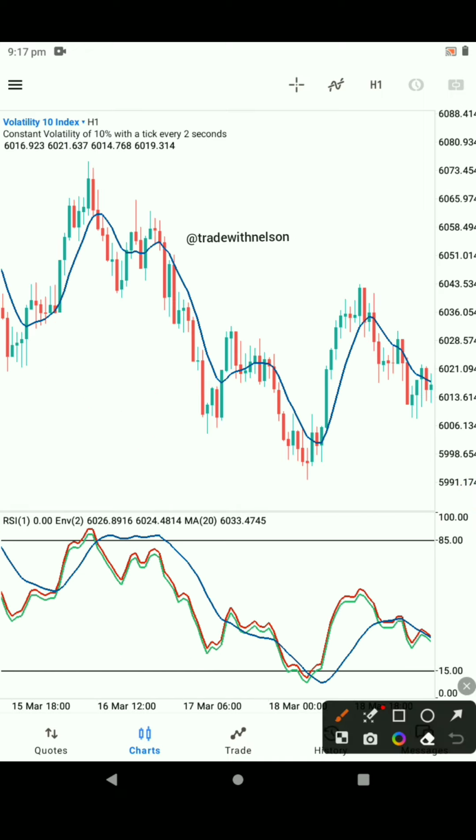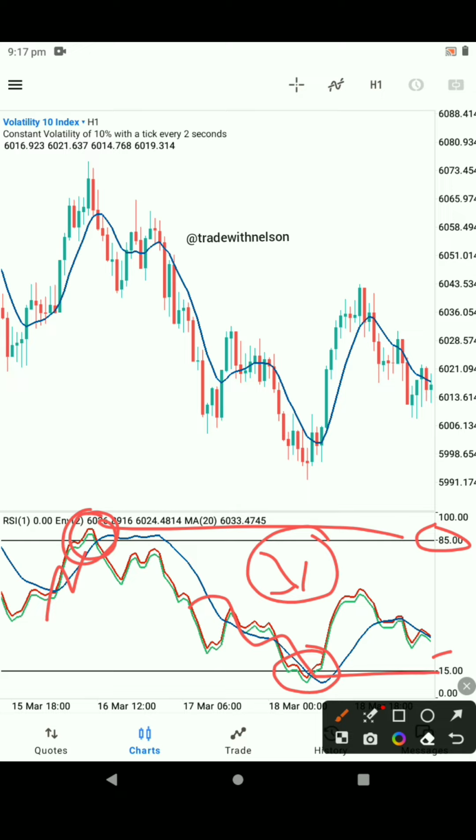If you look carefully on my chart, I have level 85 and level 15. The level 85 acts as a resistance level, while the level 15 acts as a support level. So when the market pushes this moving average and the envelope into the 85 level, we expect the market to drop to the downside. And when the market pushes these two indicators into the 15 level, we expect the market to buy to the upside.